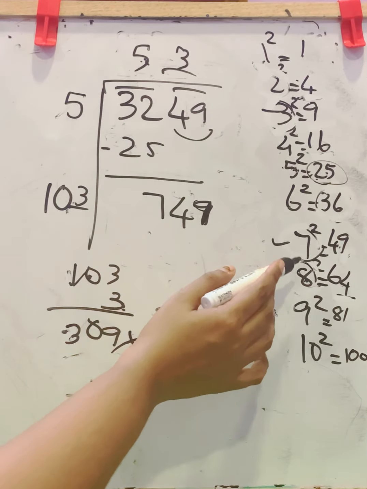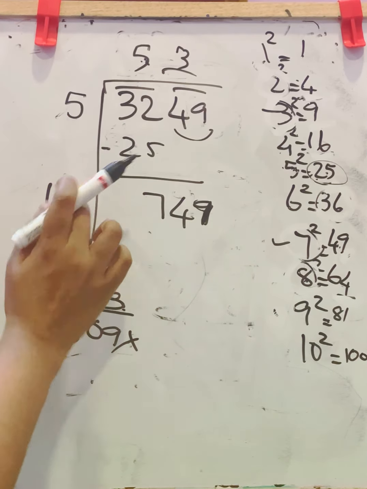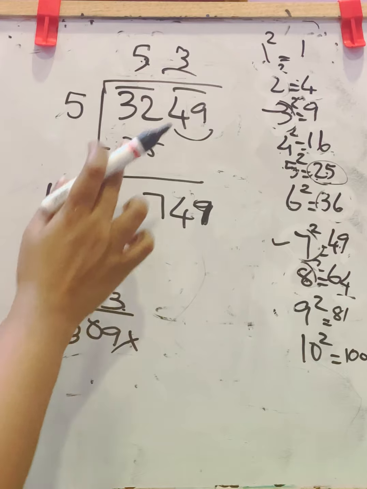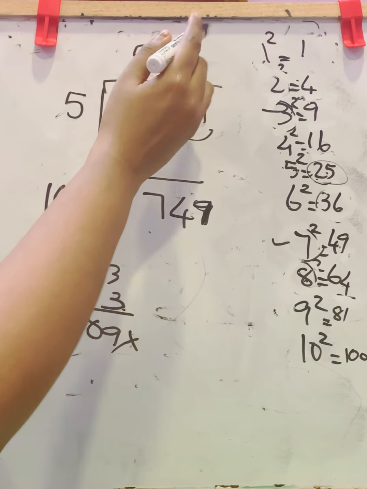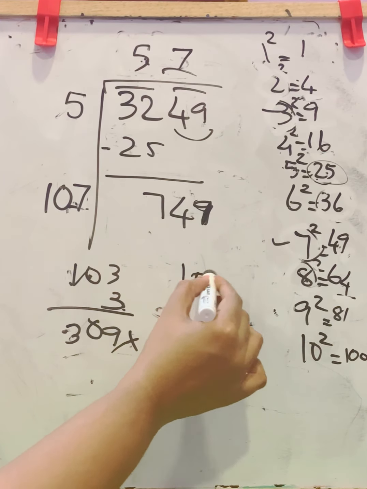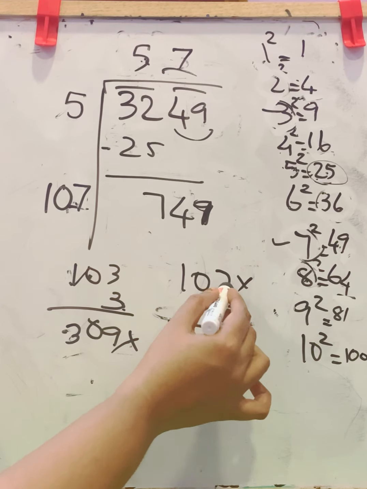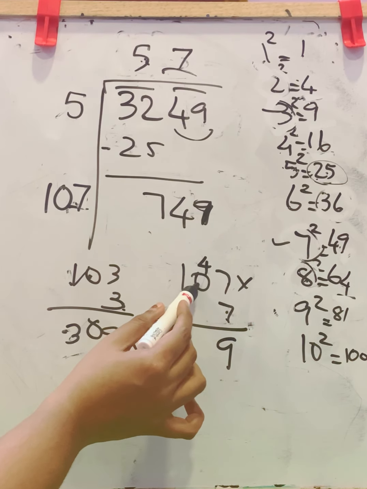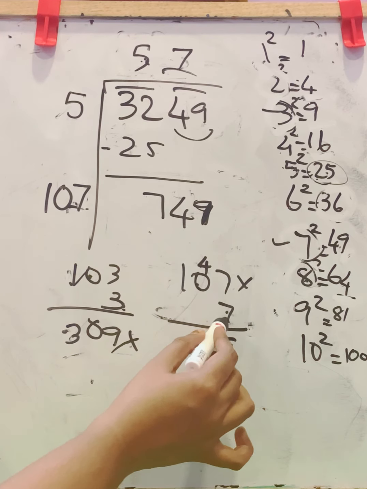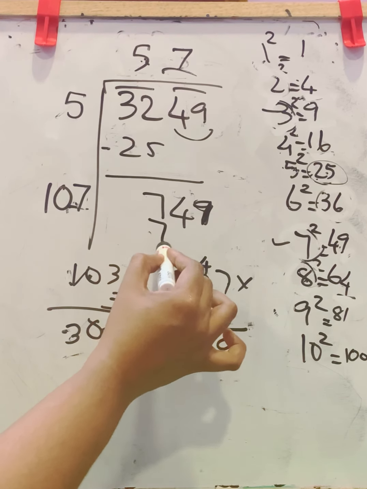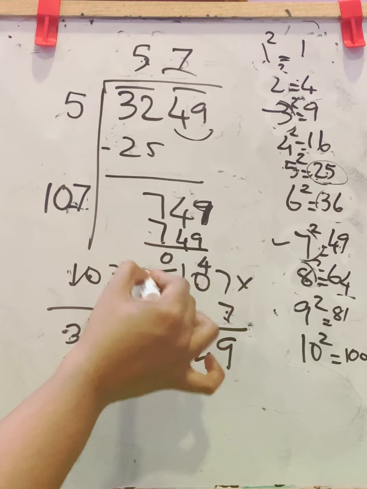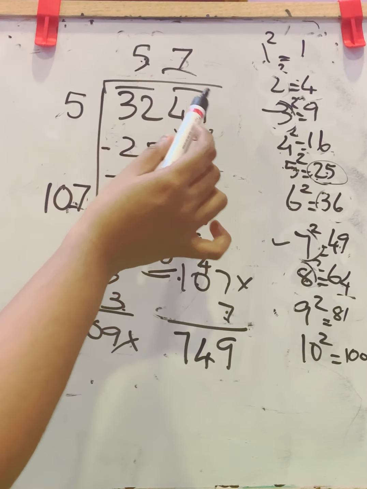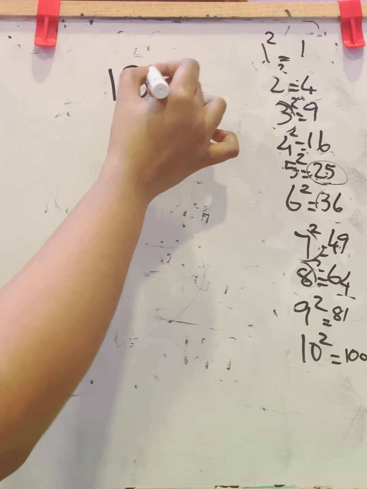Next choice is 7. So put here 7. Remember, you have to put here also 7. Don't forget that. 107 into 7. 7 7s are 49, balance 4. 7 zeros are 0. 0 plus 4, 4. 1 7s are 7. Yes, 749. 0. Square root of 3249 is 57.